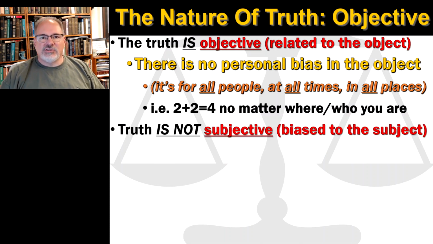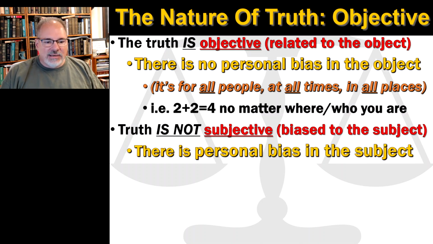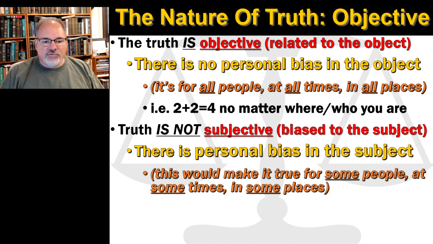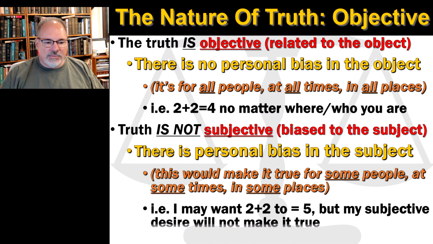Truth is not subjective. It's not subject to my bias. It's not what I would like it to be. There is personal bias in the subject. That's what subjective means, right? This would make it true for some people at some times in some places. In other words, I may want 2 plus 2 to be 5, but my subjective desire will not make it true. Now, in our culture, we talk about your truth, my truth. There's only one truth. Truth is truth. It's absolute, and it corresponds with reality.